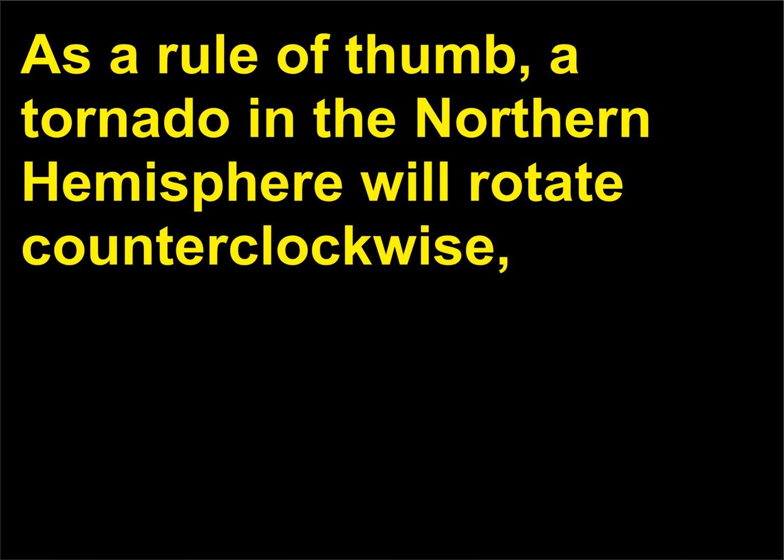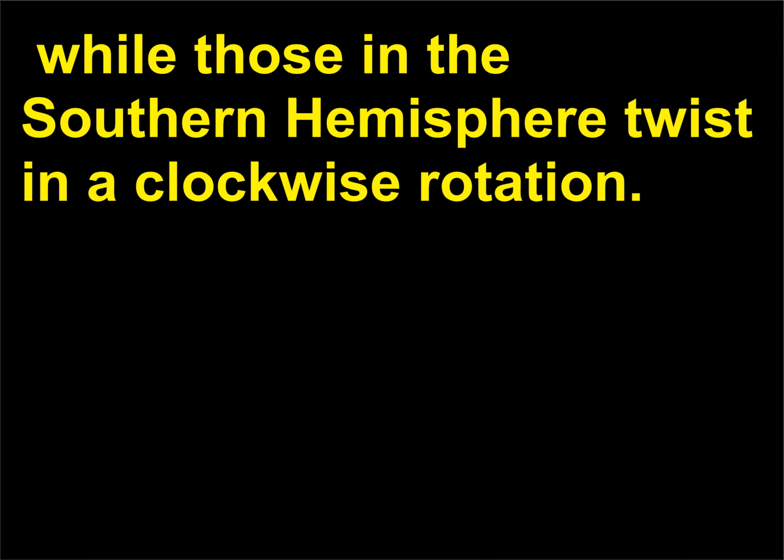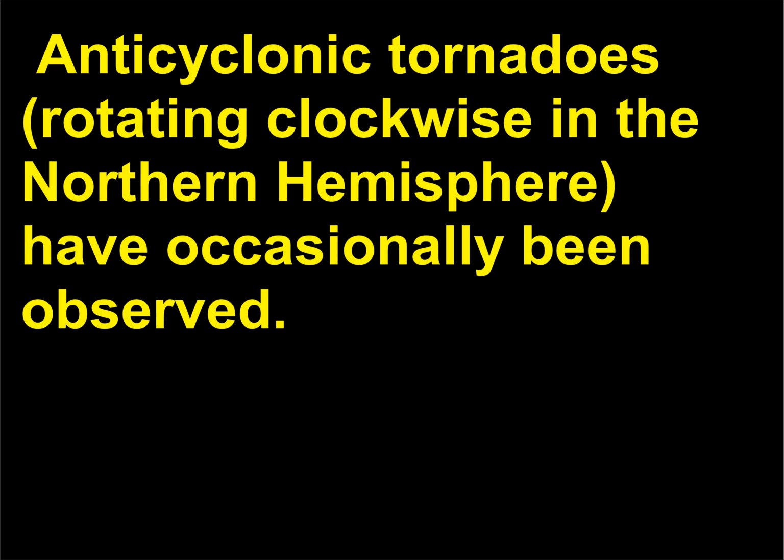As a rule of thumb, a tornado in the northern hemisphere will rotate counterclockwise, while those in the southern hemisphere twist in a clockwise rotation. But, as with any rule, there are always exceptions. Anticyclonic tornadoes, rotating clockwise in the northern hemisphere, have occasionally been observed.